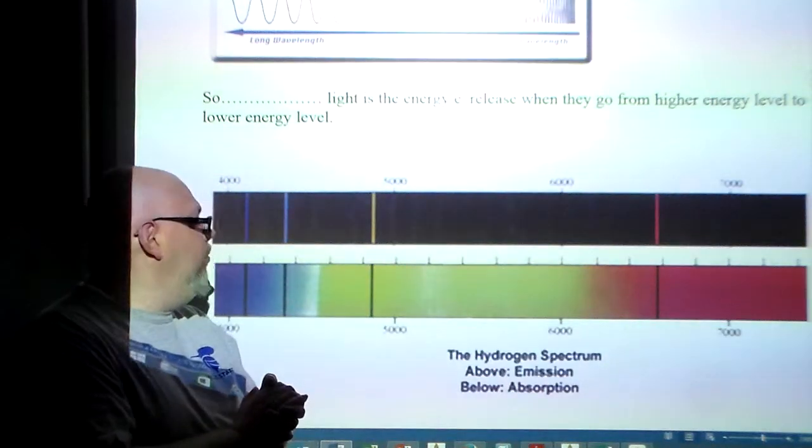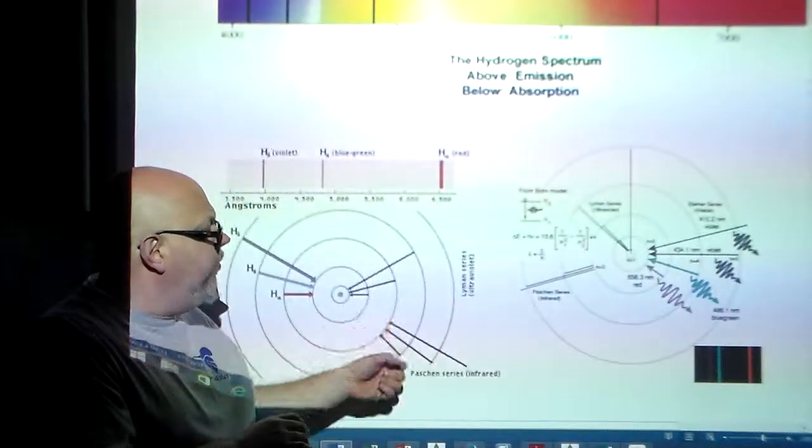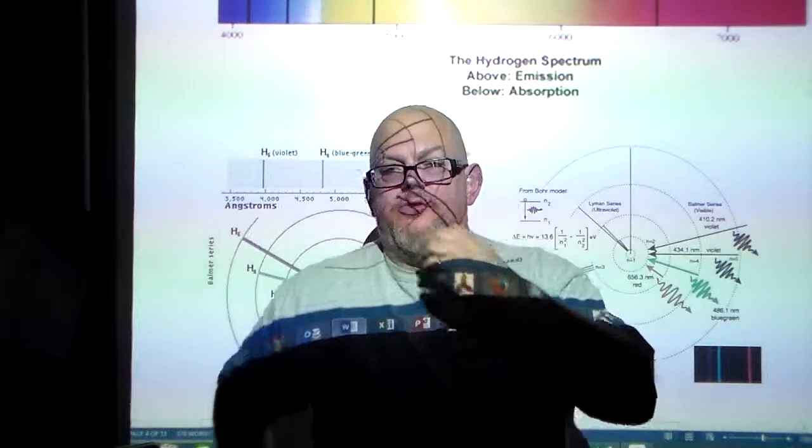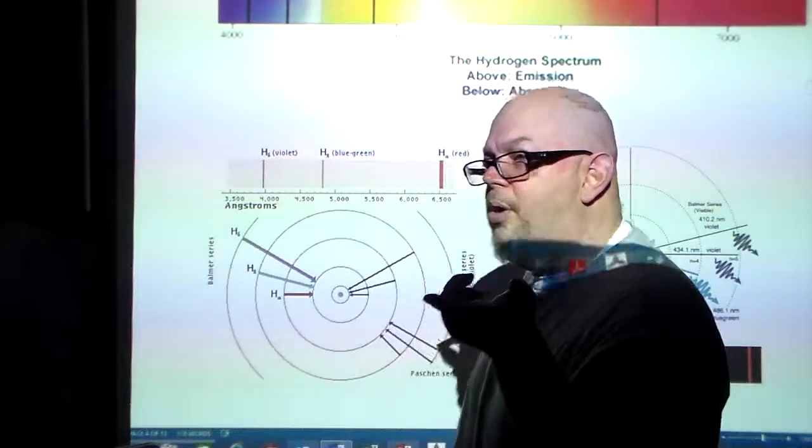Now you say, wait a minute, I don't get this. Well, the idea was that there were energy levels around the atom. That's what Bohr proposed.